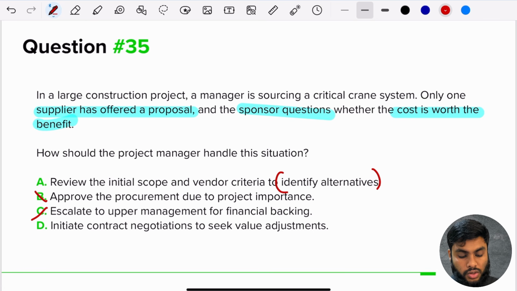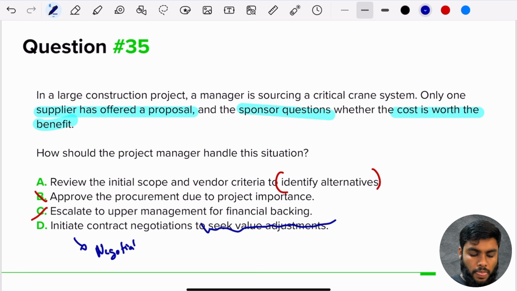Initiate contract negotiations to seek value adjustments. Okay, so I would seek value adjustments, kind of strange, but I would just say negotiate. See if we can negotiate with the supplier to see if we can get a better deal. I still don't like this solution. I still don't like it.